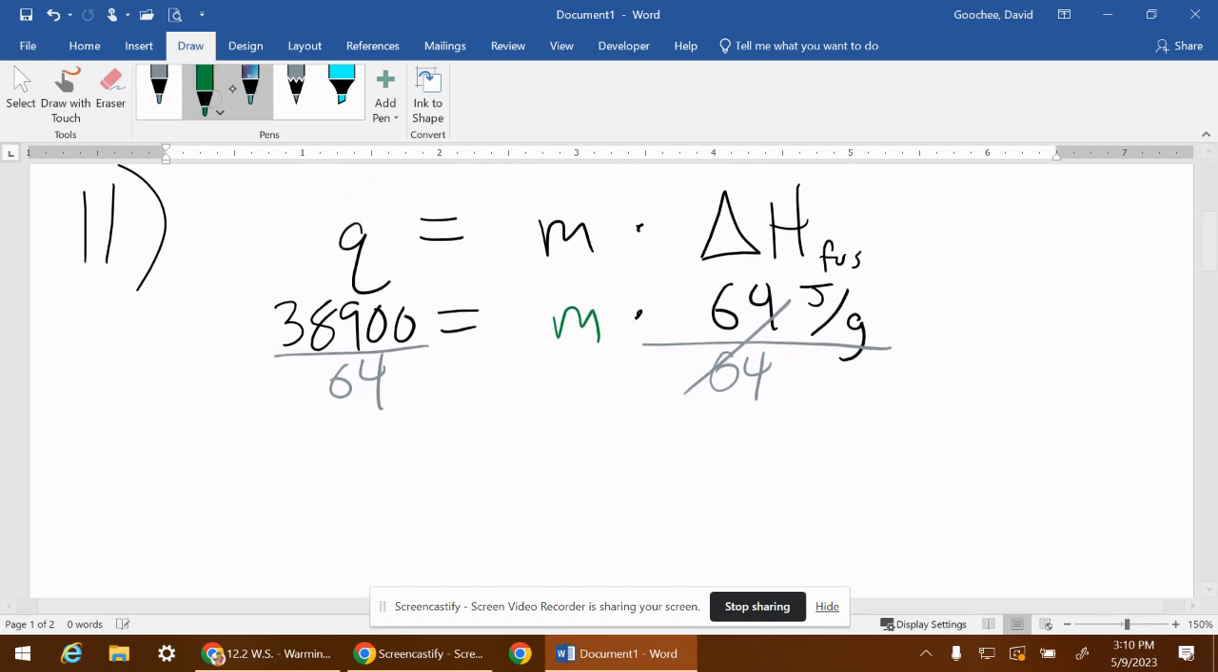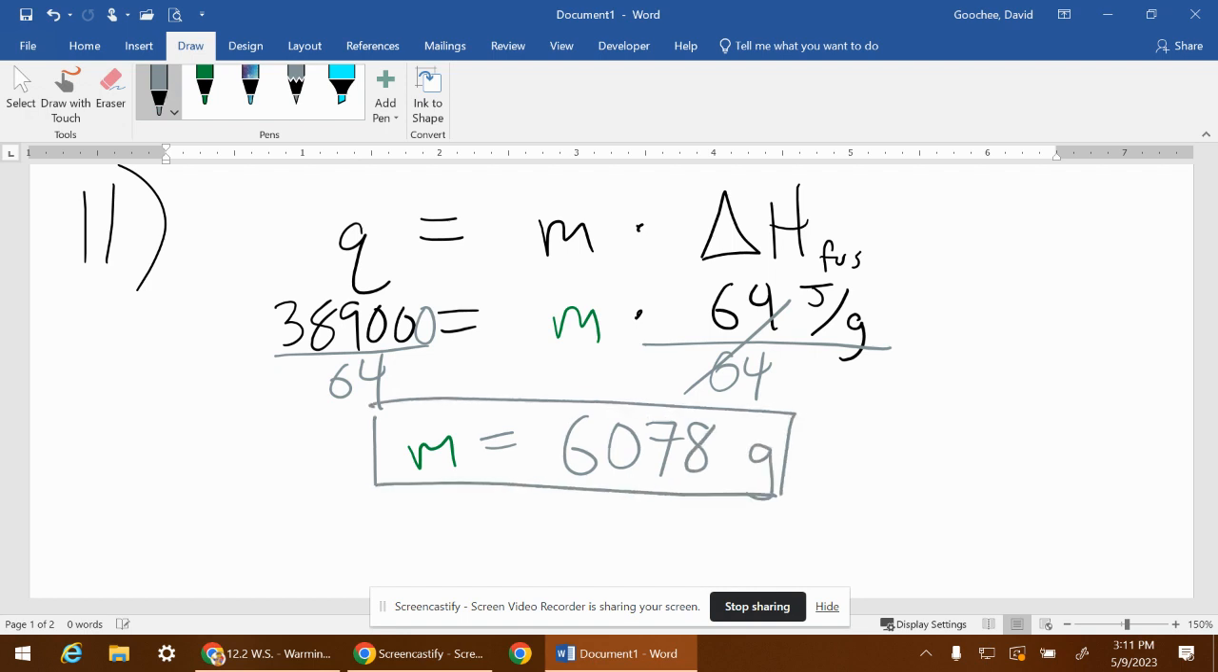The mass of gold that can be melted with this much energy is equal to, let's see here, this is an extra zero there, 389,000 divided by 64. The answer I got is you could melt 6,078 grams of gold with that much energy.